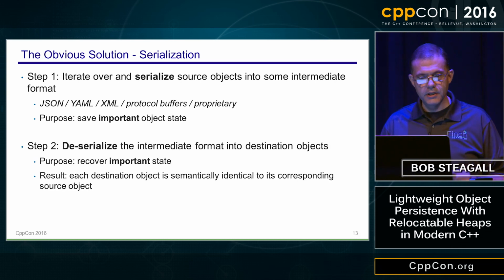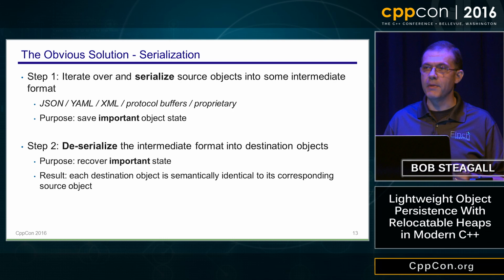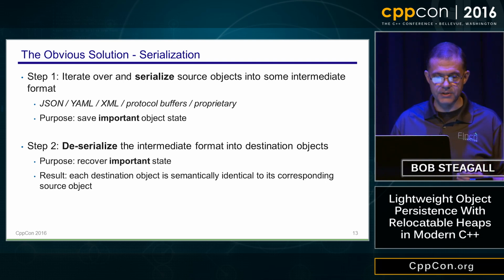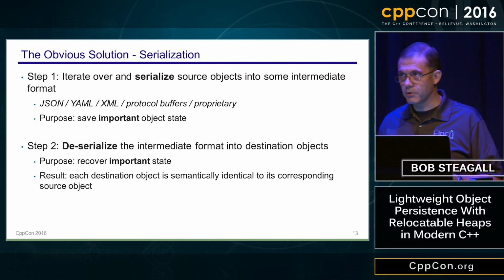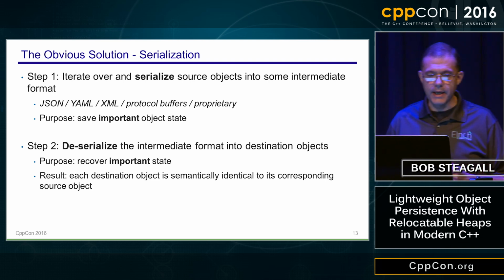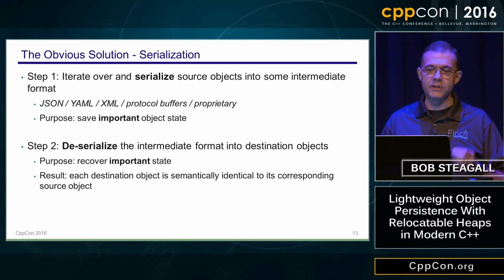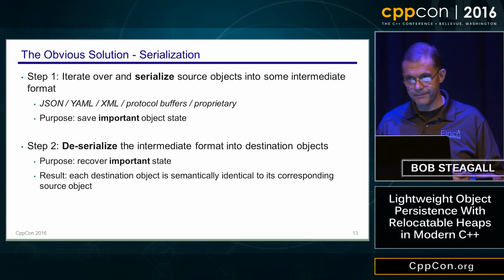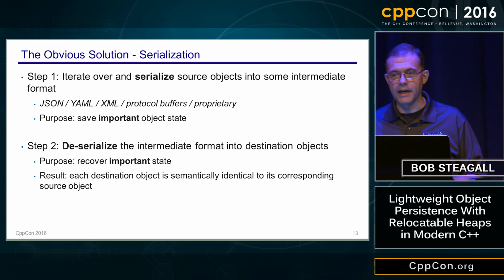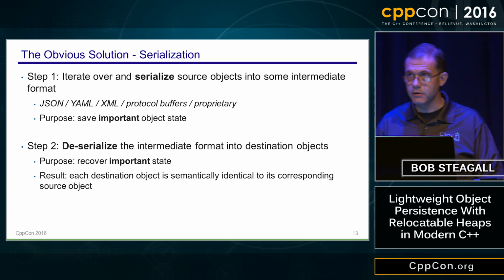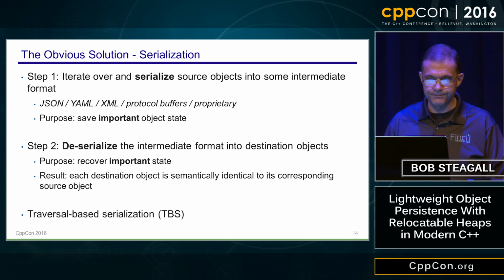Step two is to deserialize the intermediate format into destination objects. And here, the obvious purpose is to recover important object state. If we've done this properly, the result will be that on the destination side, each destination object will be semantically identical to its corresponding source object. I'm not going to define semantically identical, but I think we all have a pretty good idea what that means.